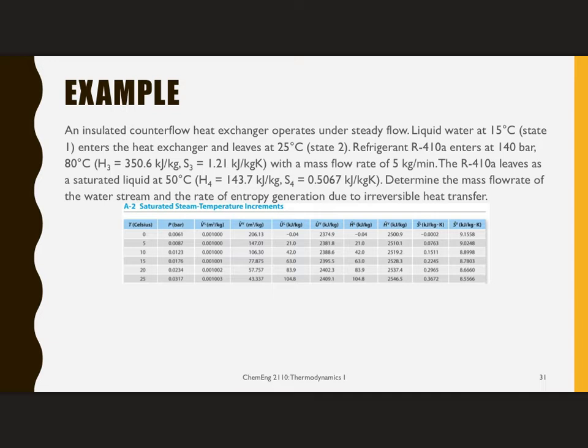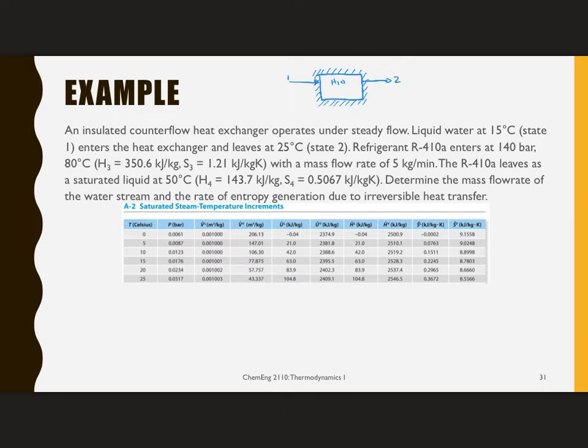We have liquid water at 15 degrees C, which I identified as state 1, coming into our heat exchanger. I've drawn the exchanger here as if it's insulated, so that's what the little hash marks around the side mean. So stream 1 is coming in, it's water, and it's going to leave at state 2.